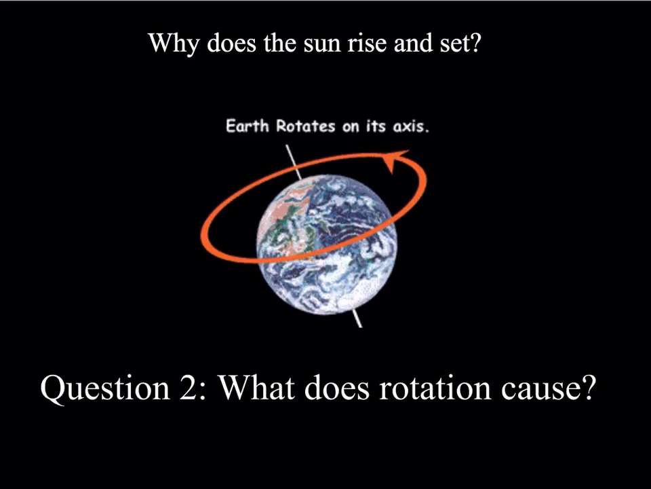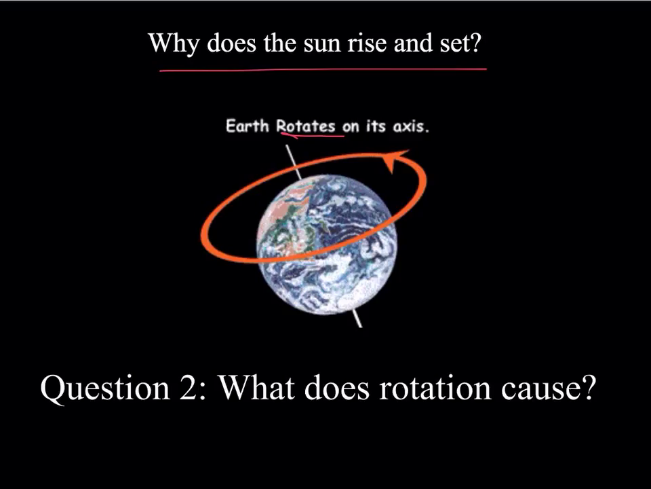Now that we've talked about where the sun rises and where the sun sets, let's focus on why the sun rises and sets. What causes it to do that? Why isn't the sun out all day? Or why isn't the moon out all the time? This happens because Earth rotates on its axis. Earth is constantly rotating. It's spinning around and around and around.